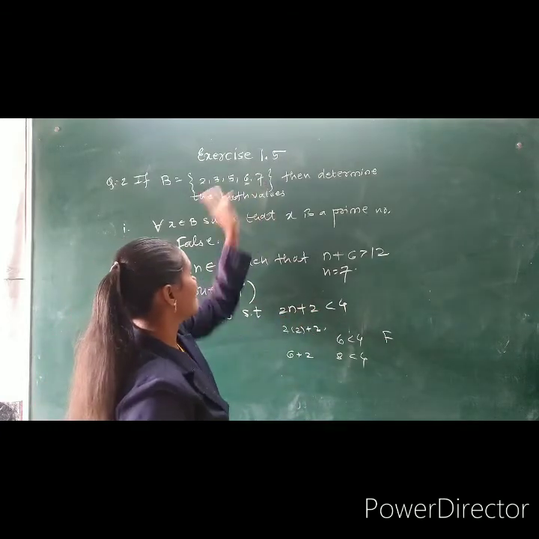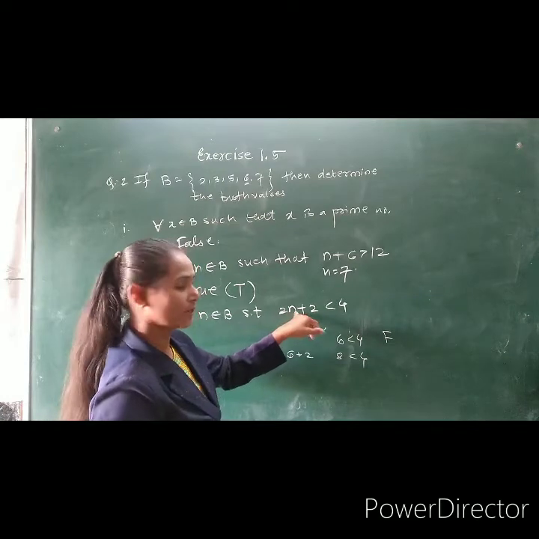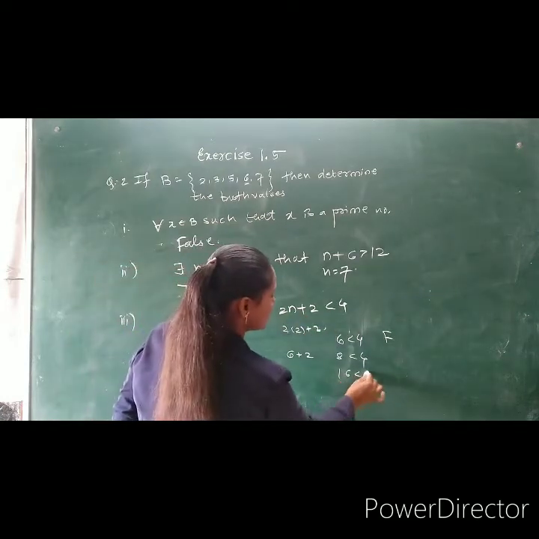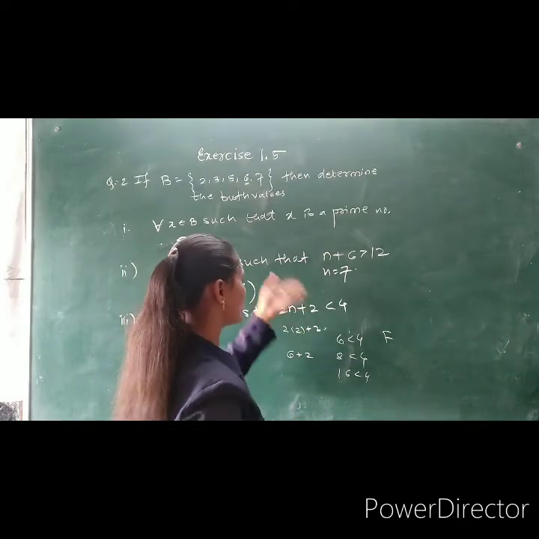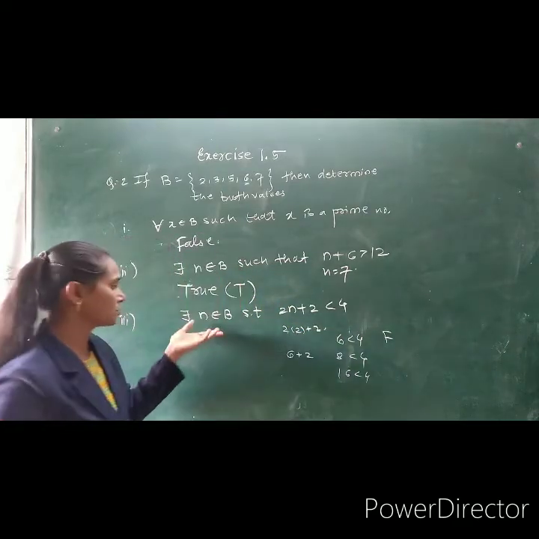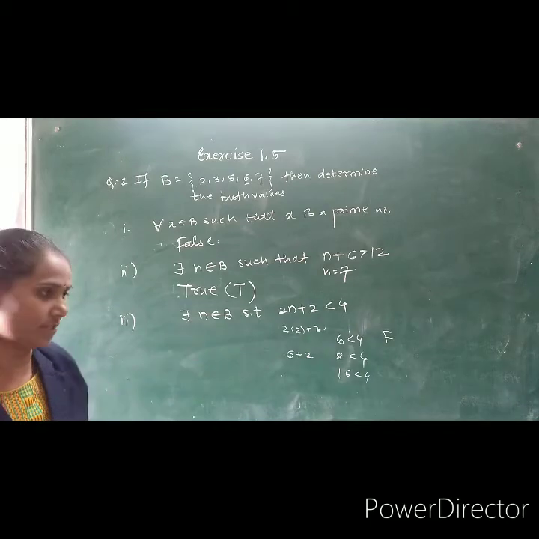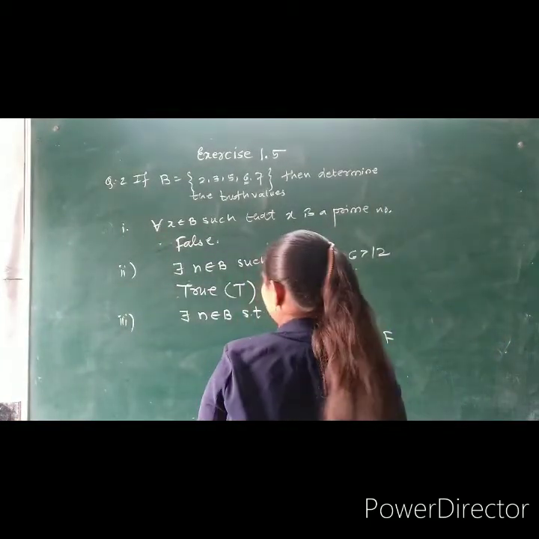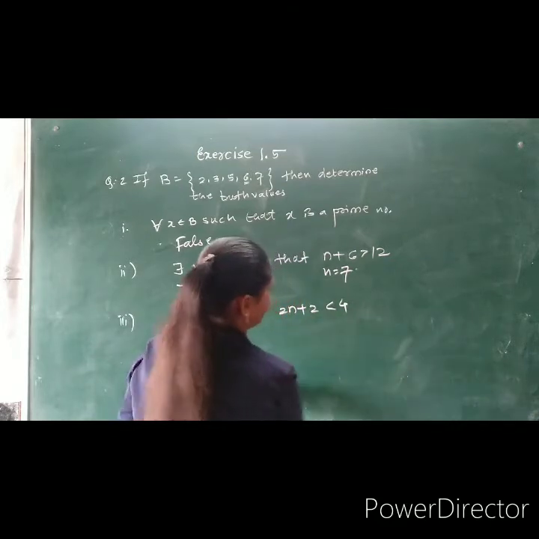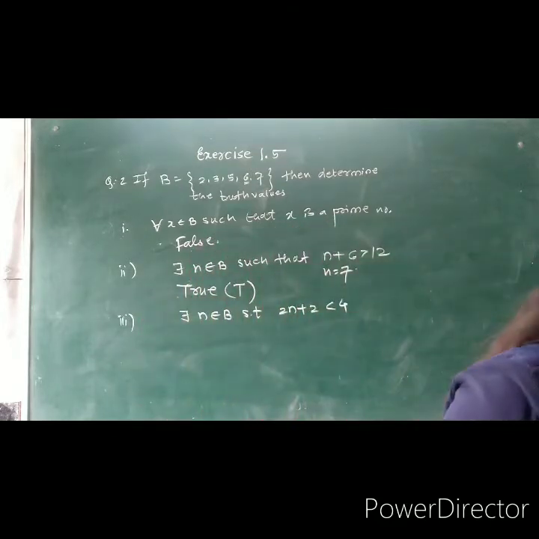Again, which is false. If we take 7, 7 into 2 is 14, 14 plus 2 is 16. 16 is less than 4? No. For any value in the set B, this equation does not satisfy. Therefore, the truth value of this statement is false. There exists... for all y in B. The truth value of this third one is also false.